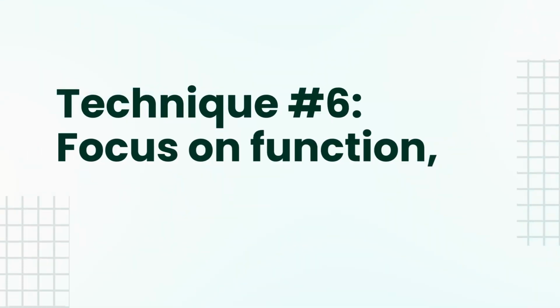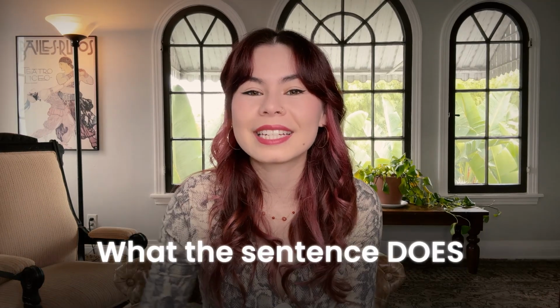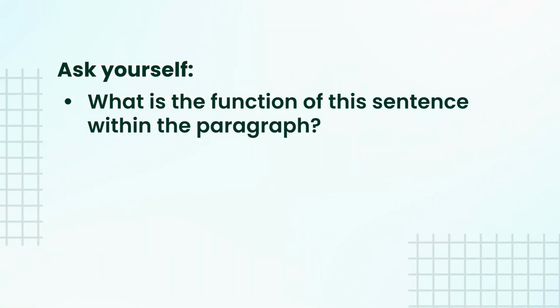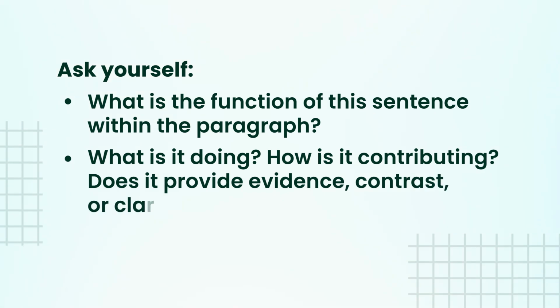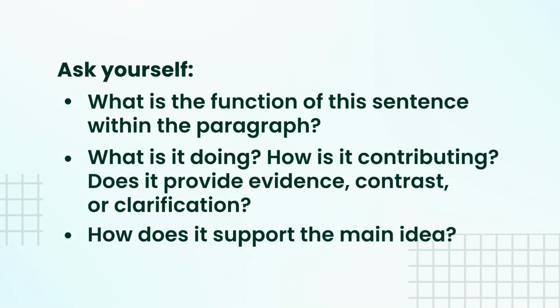Technique number 6, focus on function, not just content. Most students will focus on what the sentence says, but in the SAT reading and writing section, what you really gotta also do is focus on what the sentence does. Ask yourself, what is the function of this sentence within the paragraph? What is it doing? How is it contributing? Does it provide evidence, contrast, or clarification? How does it support the main idea?